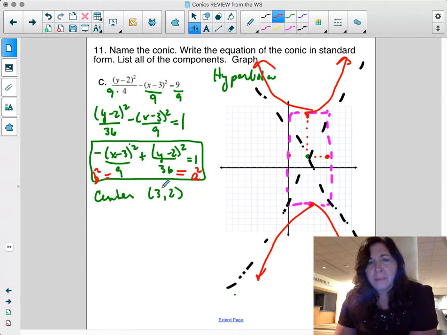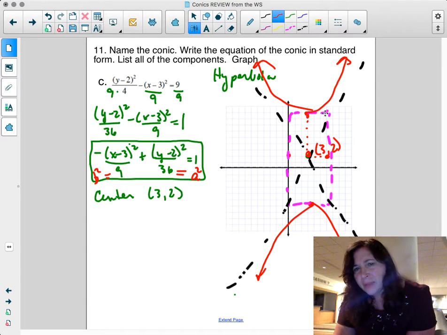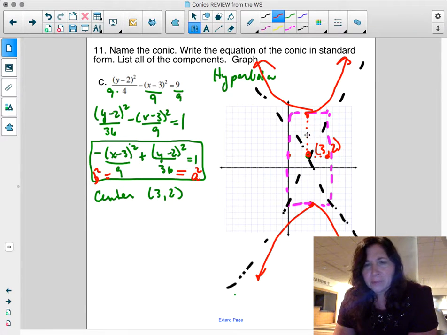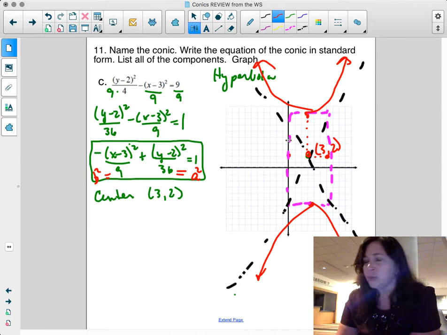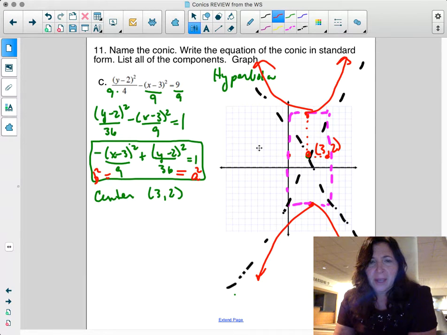Okay. Additionally, you have your asymptotes from the point 3, 2, your asymptotes will go from there. And so you're going to go up 6 over 3. That's the same thing as saying up 2 over 1.